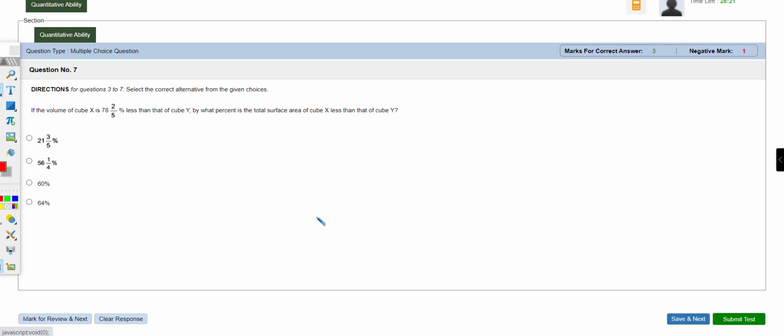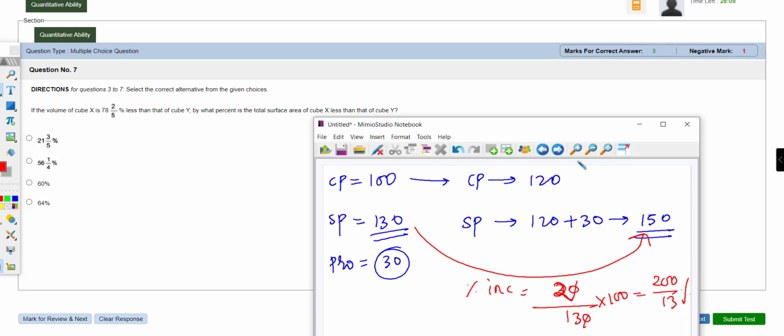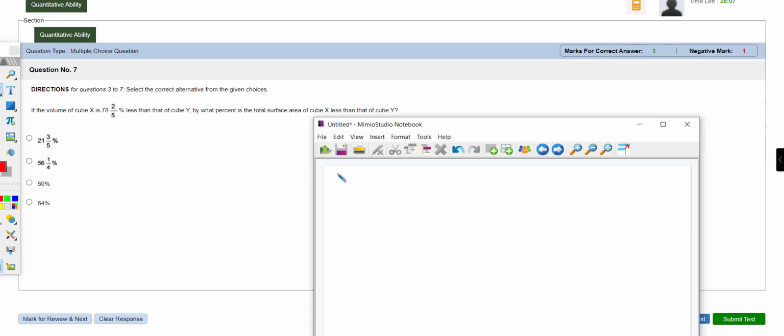If the volume of cube X is 78 2 by 5% less than that of cube Y, by what percent is the total surface area of cube X less than that of cube Y? Okay, looks fine. Let's do this. 78 2 by 5 means what? 78.4%. And 100% minus 78.4 is how much? It is equal to 21.6.